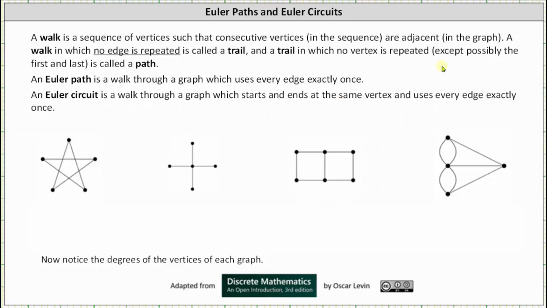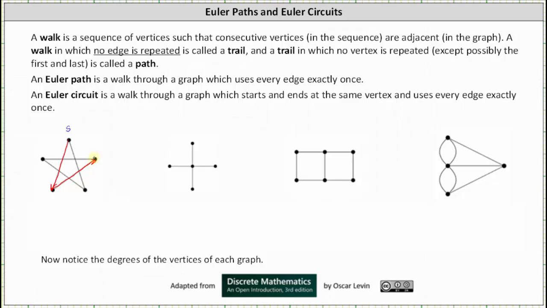So looking at the graph on the left, notice all the vertices have degree 2. We can start at any vertex. Let's go ahead and start at this top vertex. We'll label it S to indicate where we're starting. And now we determine if there's a walk through the graph which uses every edge exactly once. And we typically use arrows or numbers to show the direction of the walk. I'm going to go ahead and use arrows.